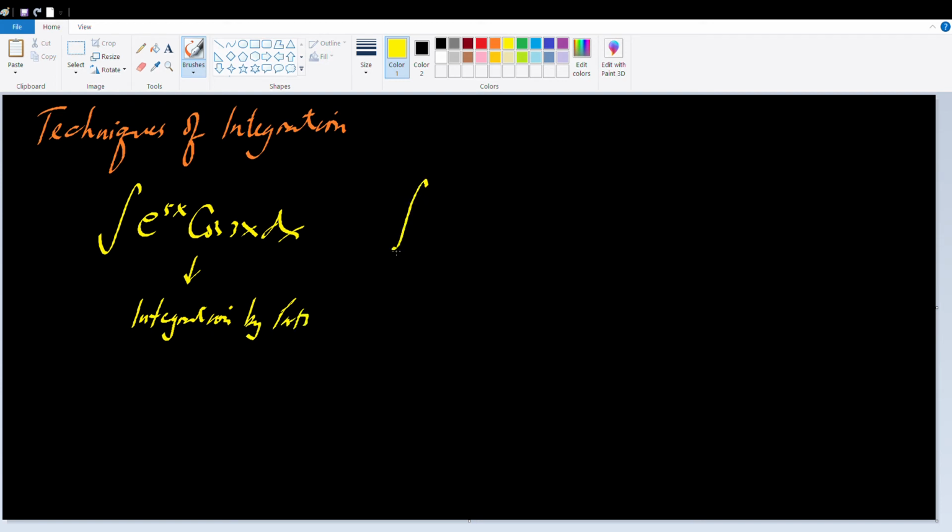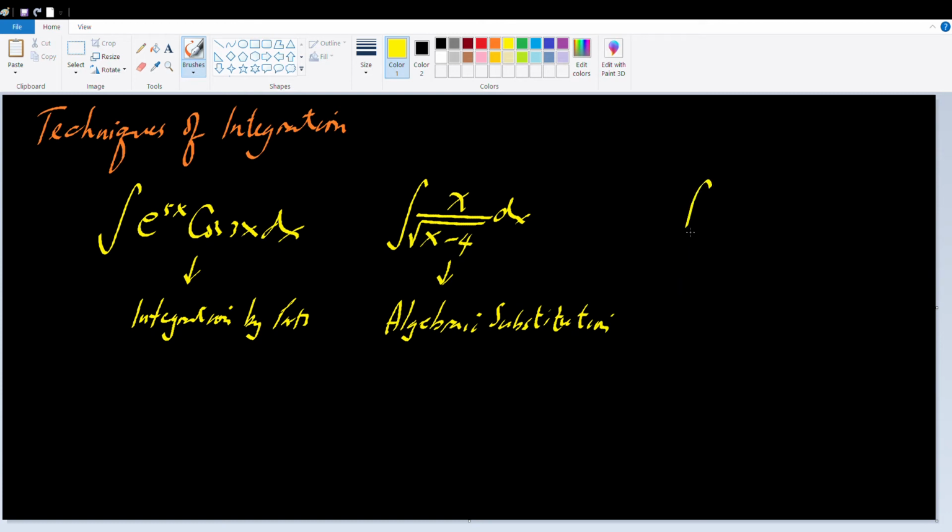Another integral is, say, x all over the square root of x minus 4 dx. This one can be evaluated using algebraic substitution. The integral of dx or x squared dx over the square root of x squared plus 4 can be evaluated using trigonometric substitution.